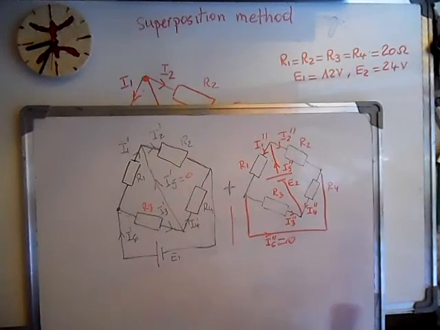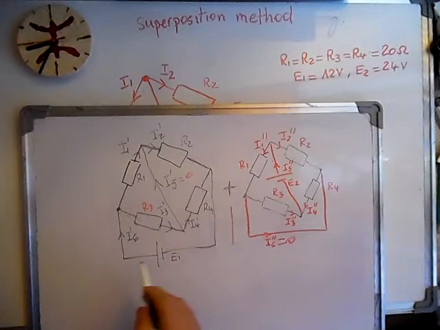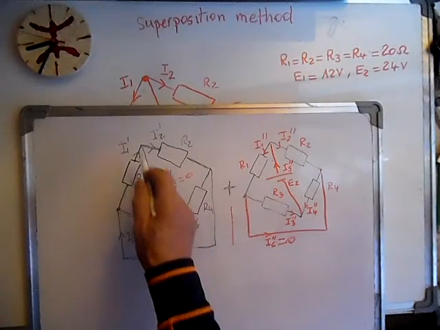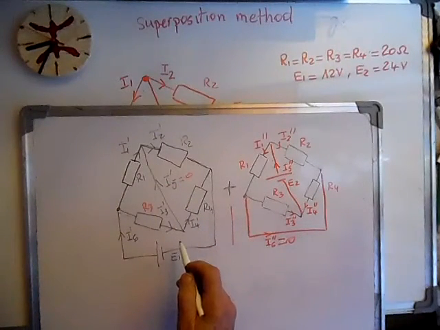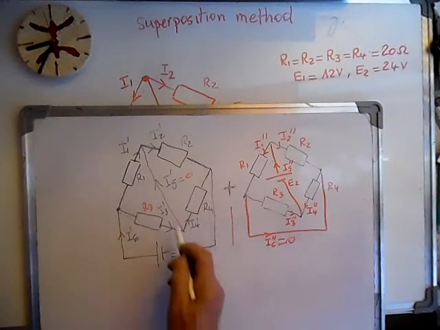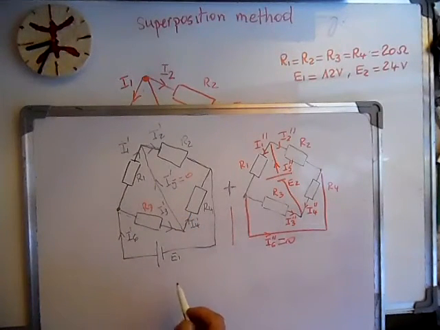So we have to take the first source and calculate the currents, and then the second source to calculate the other currents. So let's start with the first circuit. This is a short circuit. We replace it by the resistance of the generator, but here the generator is ideal, so the resistance is 0.